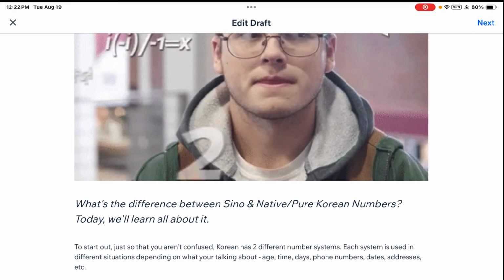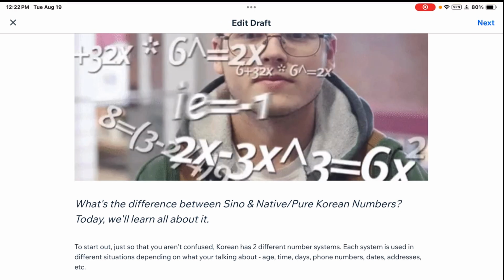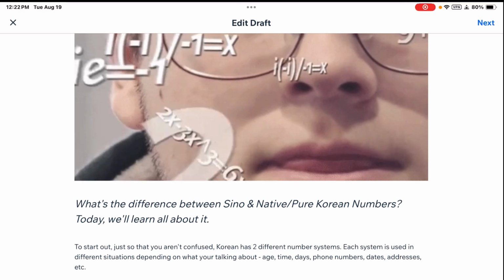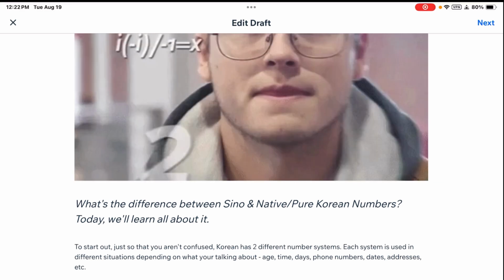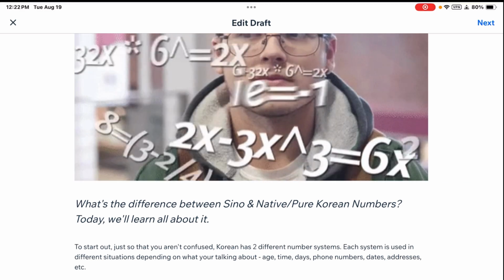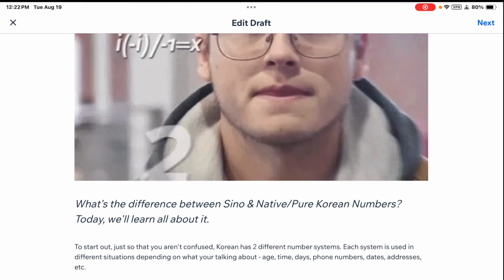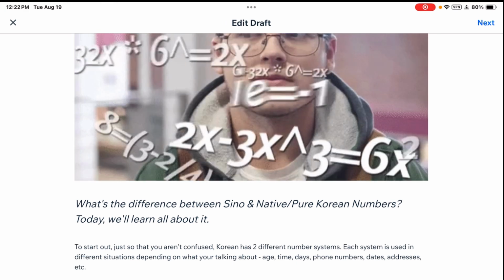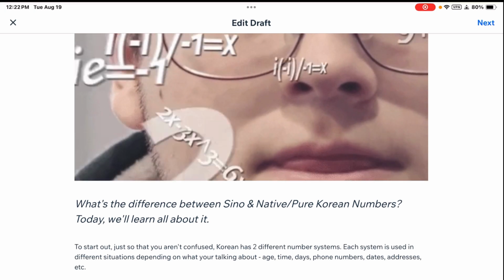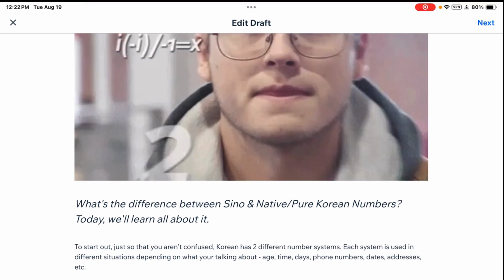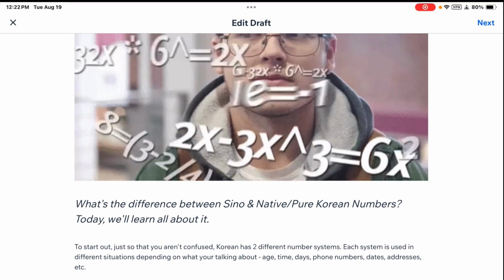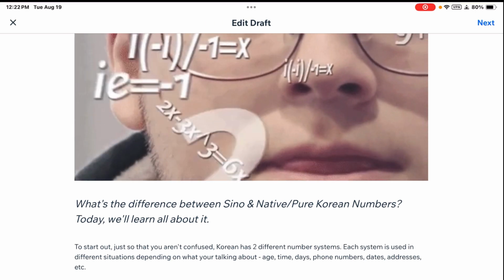So I've been getting a lot of questions or just noticing a lot with my students or in my group class as well. We did a few role plays where we were in the cafe and sometimes they had to be the cashier and they had trouble with the numbers. And some were asking me, what's the difference? Like, when do I use Sino versus native?